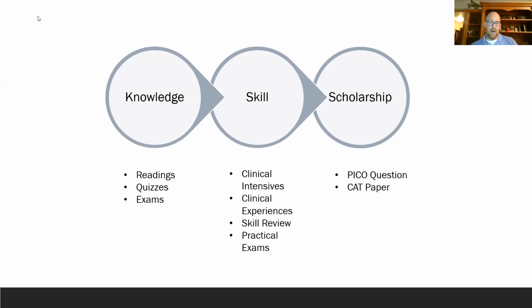So with our knowledge, we're going to have a lot of readings. We're going to have quizzes. There's going to be quizzes on Moodle pretty much every week on course content. And we're going to continue to try to work out a kink with KenHub. But if we can get that figured out, which hopefully we will, there will be quizzes on radiographic anatomy.